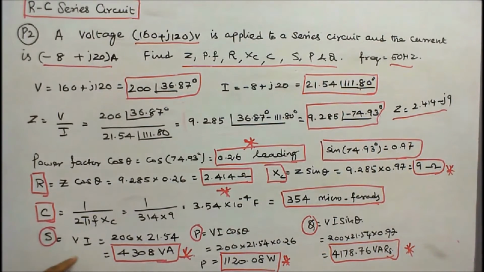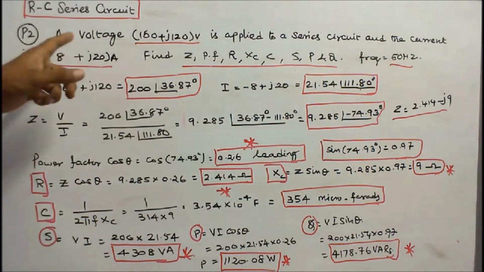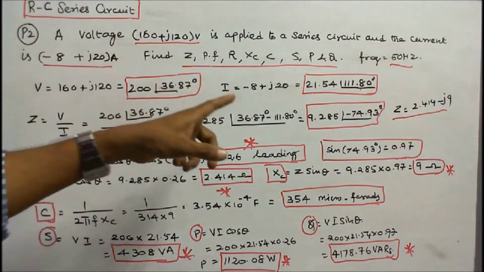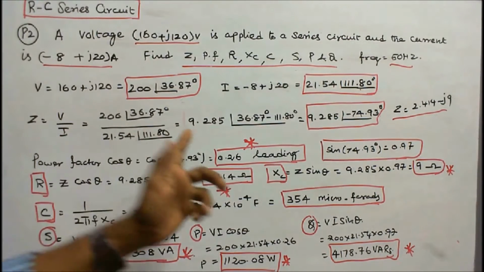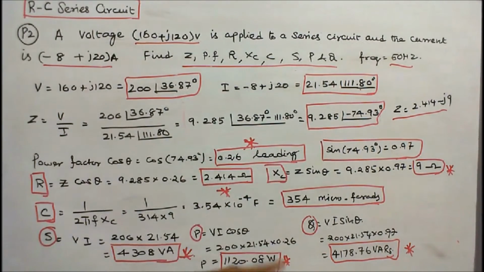Apparent power S is equal to V into I. I know V is equal to 200, I is equal to 21.54, that is equal to 4308 volt amperes. Real power P is equal to VI cos theta, that is equal to 1120.08 watts. Reactive power Q is equal to V into I into sin theta, that is equal to 4178.76 volt ampere reactive.